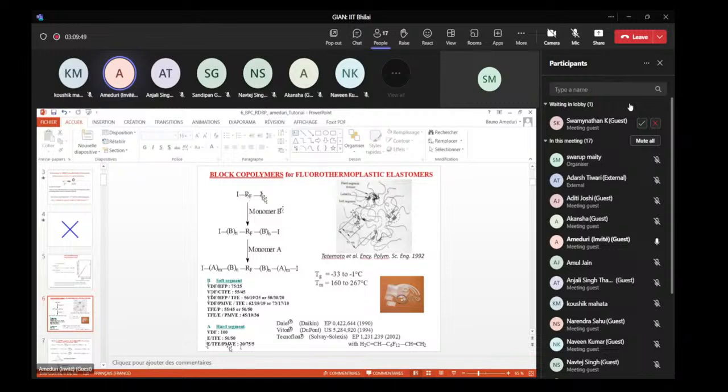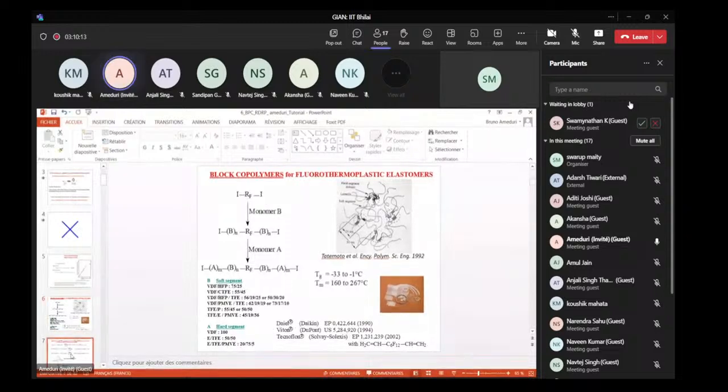okay, by specific interaction. So Viton products from DuPont or Tecnoflon from Solvay Solexis were developed later, of course, in a different strategy as reported or claimed in the patents of Daikin.